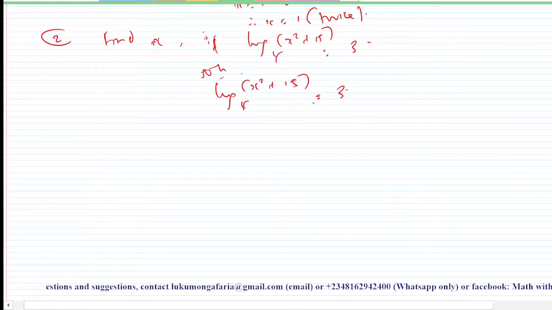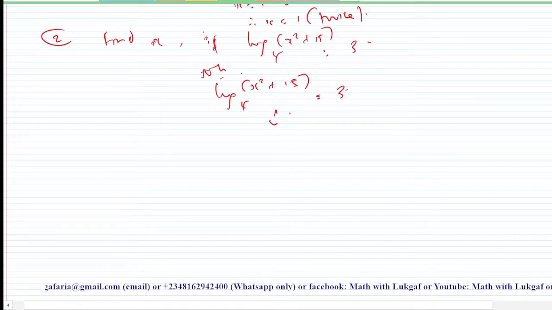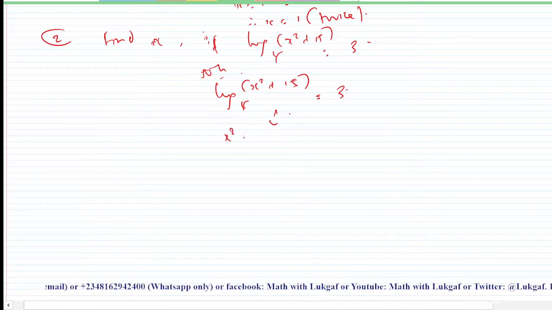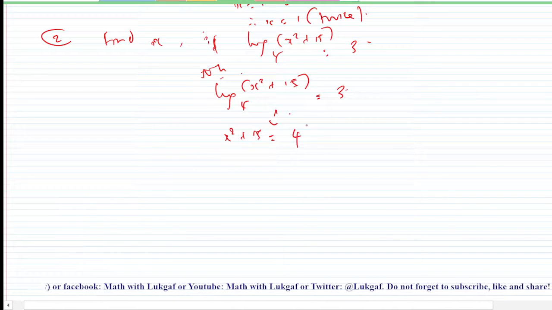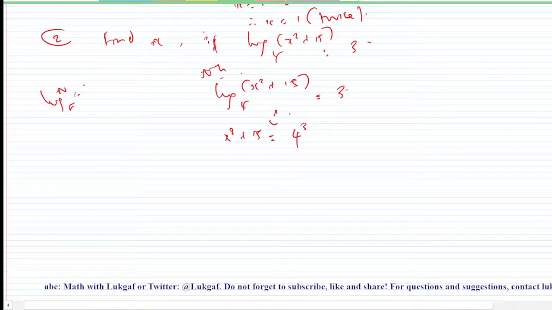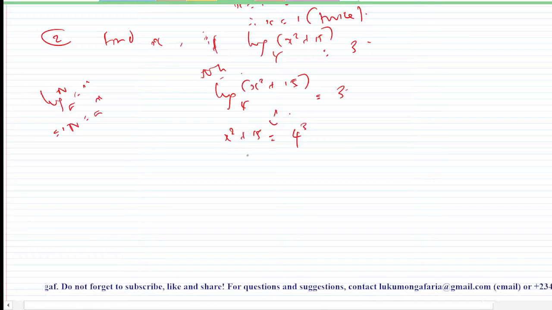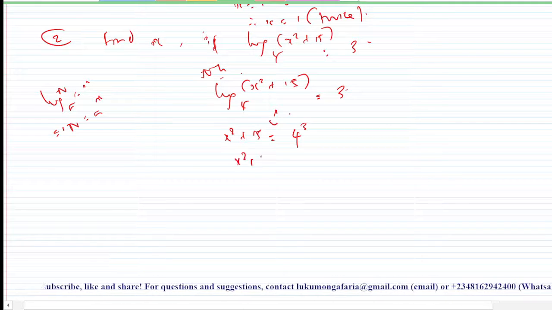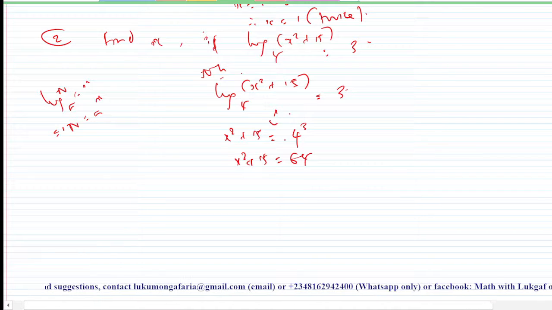This is a logarithmic equation, you can convert it back to indicial form. That will give you x squared plus 15 is equal to 4 raised to the power 3. According to this principle, when you have log n base a equals x, don't forget n is equal to a raised to the power x. So x squared plus 15 will now give me what? 64, because 4 raised to the power 3 is equal to 64.